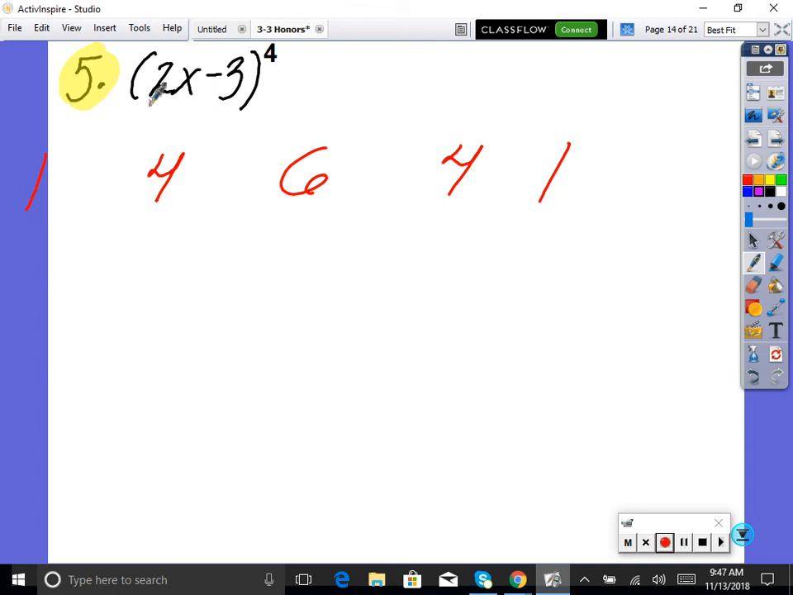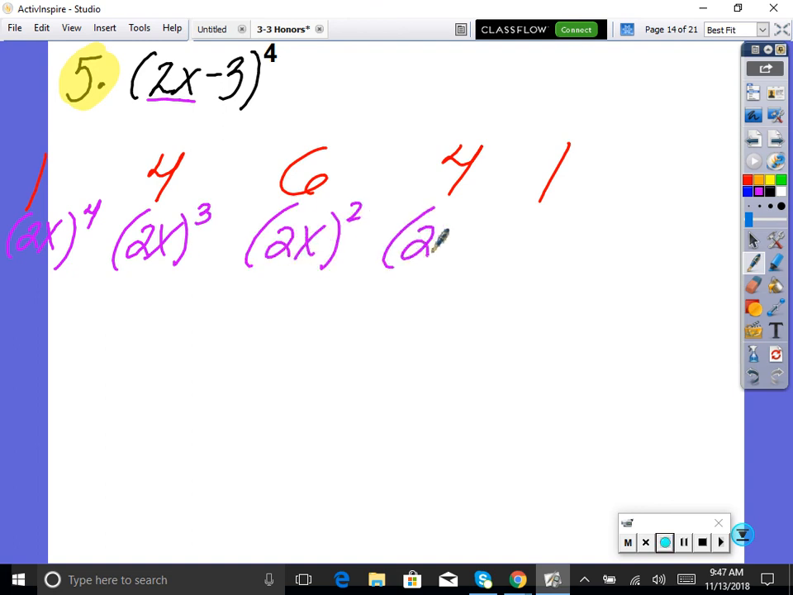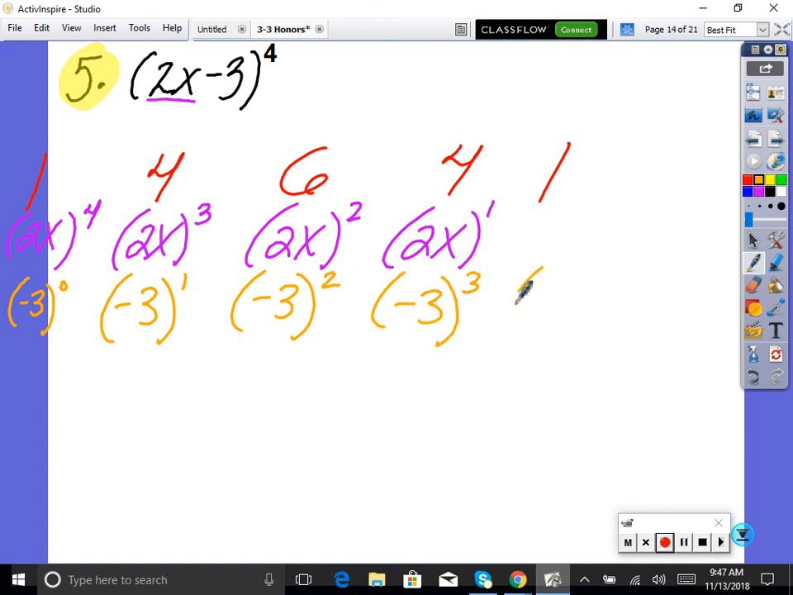So we start with our front thing and do the highest degree. Both 2 and x are raised to the 4th, right? Both 2 and x to the 3rd, both 2 and x squared, 2 and x to the 1st, and then 2x to the 0. Our back thing is a negative 3. We better use parentheses. So we have negative 3 to the 0, negative 3 to the 1st, negative 3 to the 2nd, negative 3 to the 3rd, and negative 3 to the 4th. Checking my degrees to make sure all looks good: 4, 4, 4, 4, and 4. Okay, all is good here because it was degree 4.